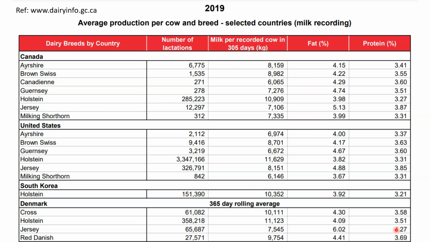So that's what I'm trying to show you. This doesn't happen randomly. How do you think this has happened? Big difference: 6% fat versus 4.88, 4.27 protein versus 3.85 protein. What do you think is causing this difference? Pause the video and think for a second.